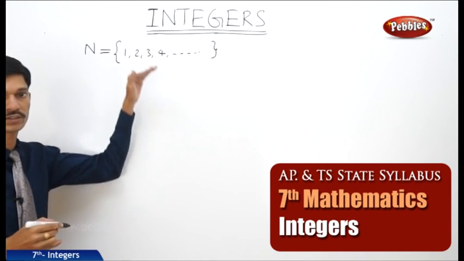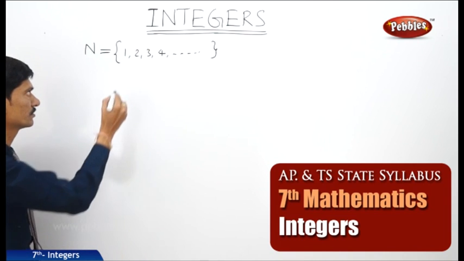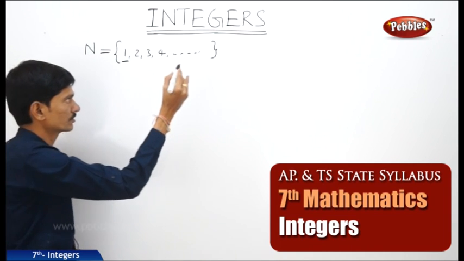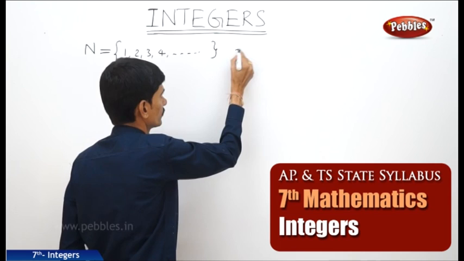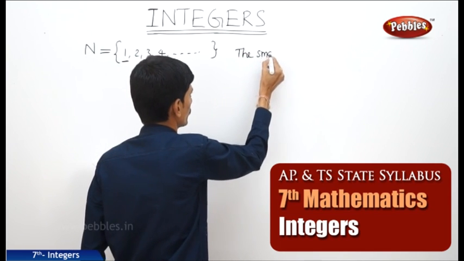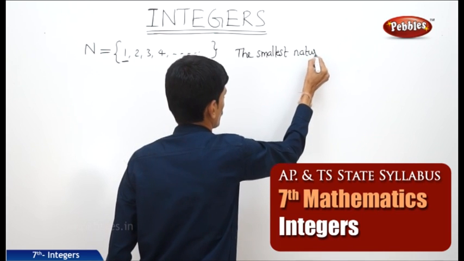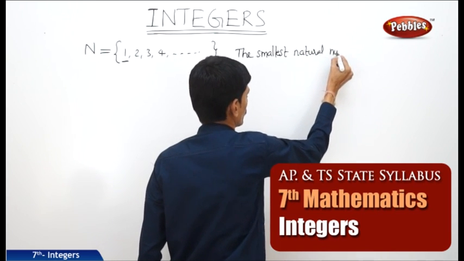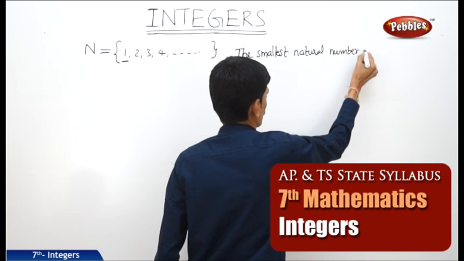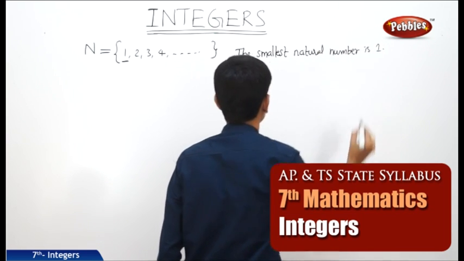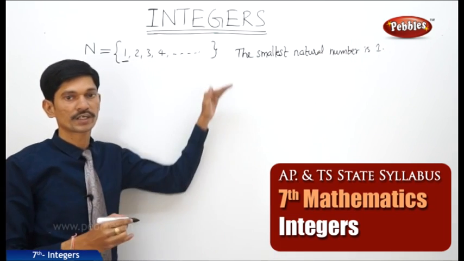Then what is the smallest natural number? So obviously it is 1. So 1 is the smallest natural number. So the smallest natural number is 1. Then what is the greatest natural number?